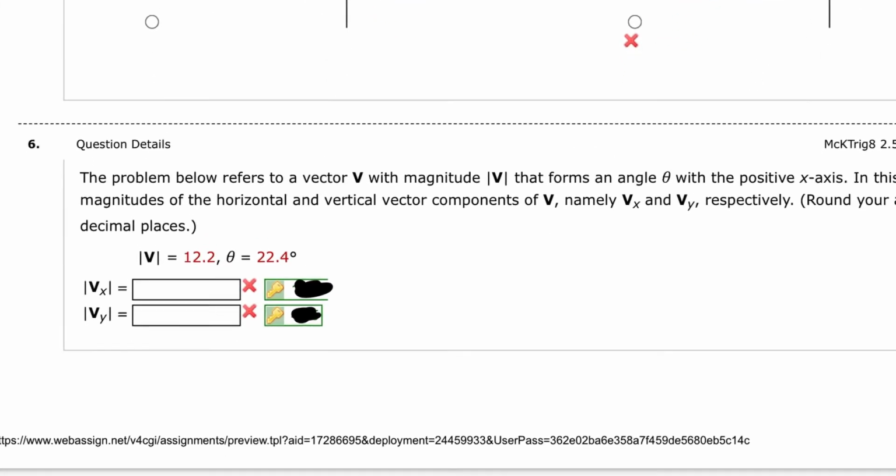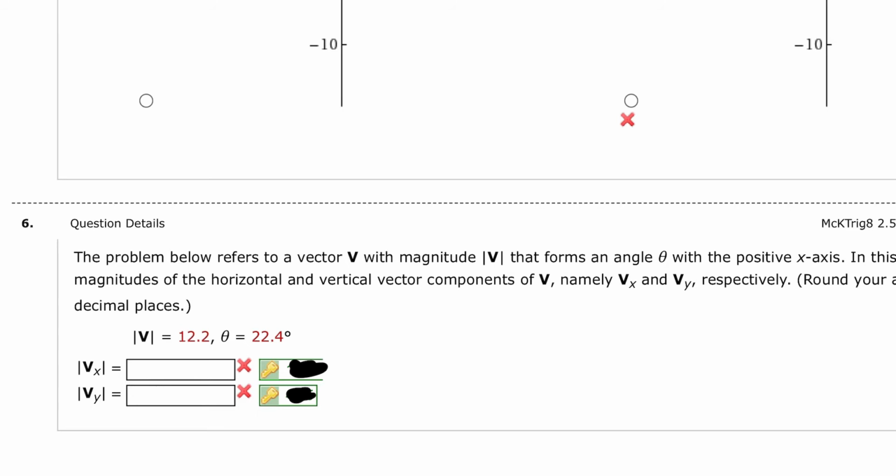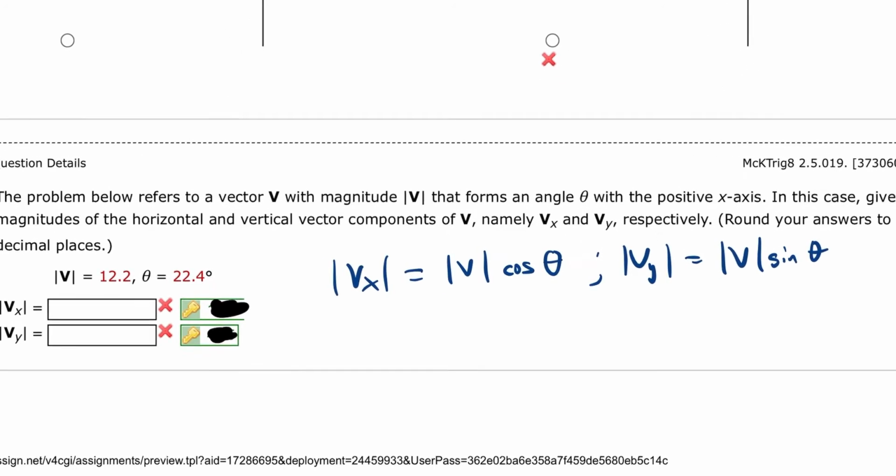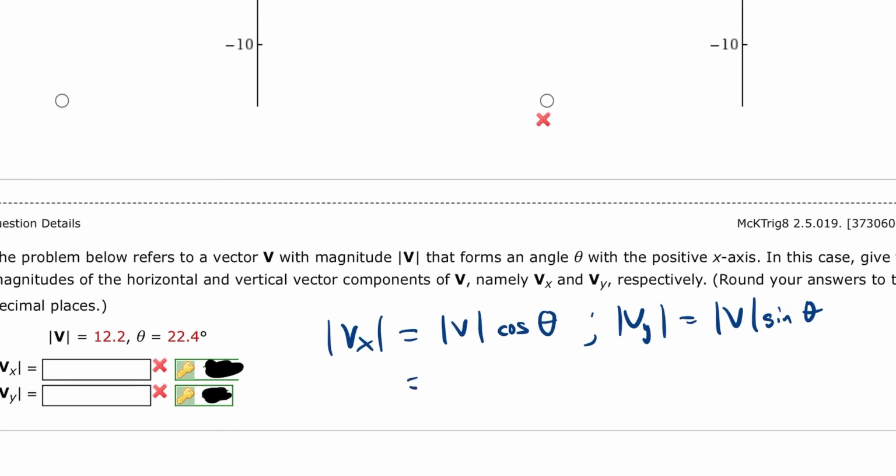All right, so here they're just asking us to find the two components, the vertical and the horizontal. To find the horizontal component, it's given by the magnitude of the actual velocity vector times cosine of theta. That's the formula. And then the other formula would be the vertical component, which is given by the magnitude of the vector times sine of the angle. So for the first one, we would get the magnitude is 12.2 and the angle is 22.4.